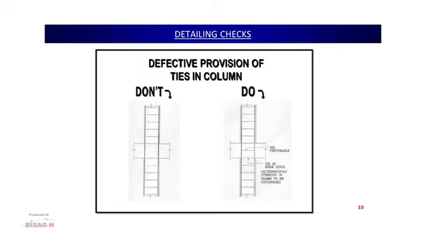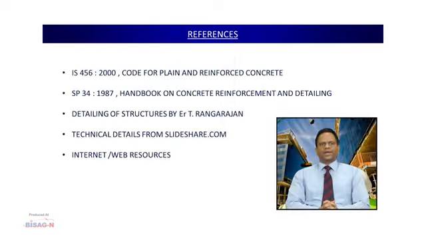But at the same time, if we go by the codal requirements, the ties are very much necessary at this junction. Ties provide rigidity to the junction, which is a weak link during the performance of the structure in an earthquake. So, we have to ensure the rigidity and integrity of the junction are maintained all the time. I have taken references from various IS codes like 456 and SP 34, 1987.